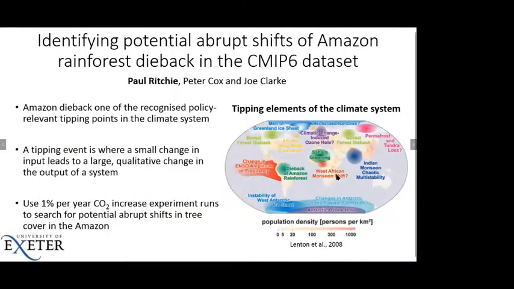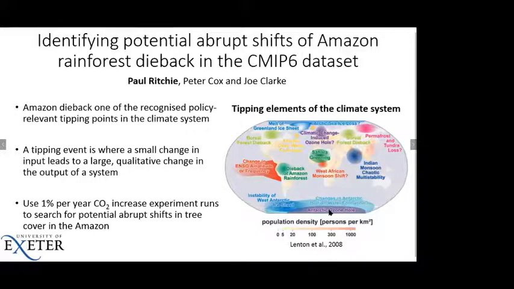Okay, thank you, Martin. So today I'm going to present some work that's still very much in progress, and it's joint work with Peter Cox and Joe Clark. It's our search of the CMIP6 dataset for potential abrupt shifts of Amazon forest dieback. Dieback of the Amazon rainforest is one of the recognised policy relevant tipping points in the climate system, as identified by Tim Renton and others back in 2008.